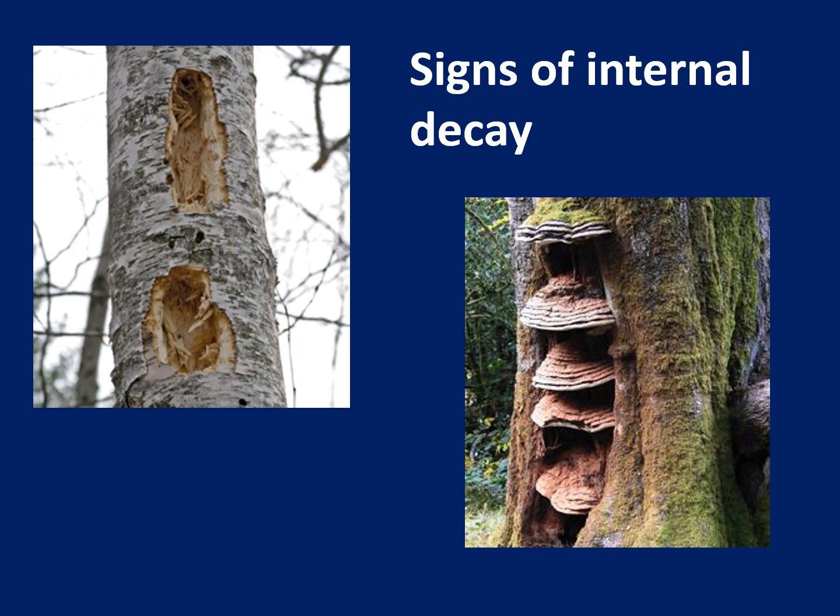Signs of internal decay. If you have a fruiting body, a mushroom coming out of the side of a tree, that indicates that there's some decay inside it, which could make it so that it's weakened and could potentially break off in a storm. Woodpeckers are also a great sign for internal decay.